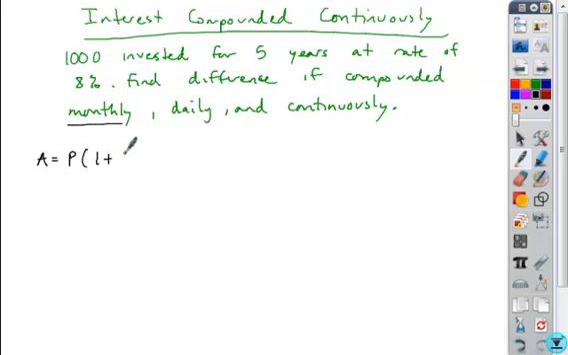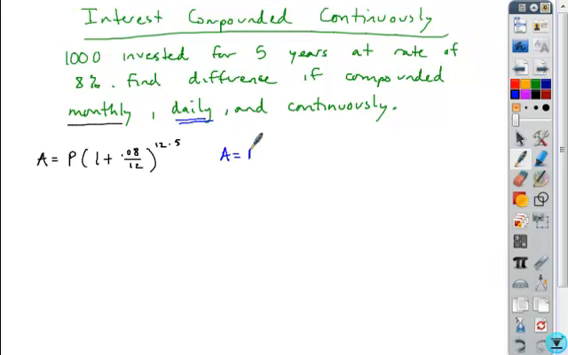8%, which is represented in decimals as 0.08 over, and if it's compounded monthly, what do we divide by? How many compoundings? 12. And we're going to take that to the power of the number of compoundings times the number of years, which is 5. So here's our monthly.